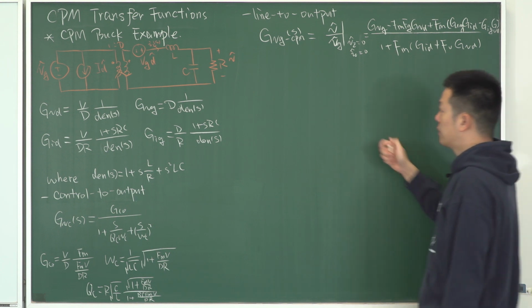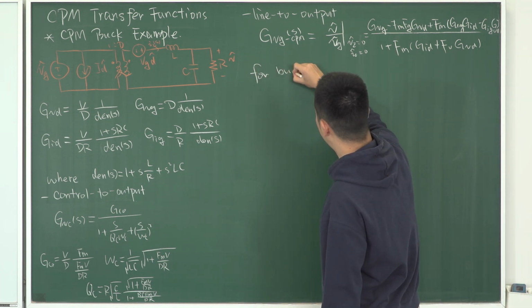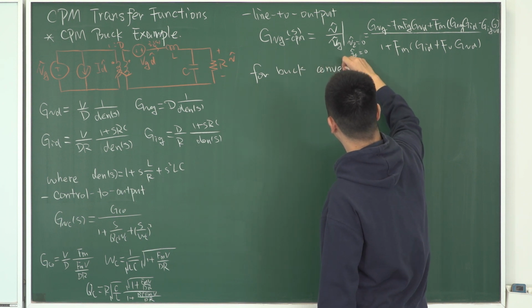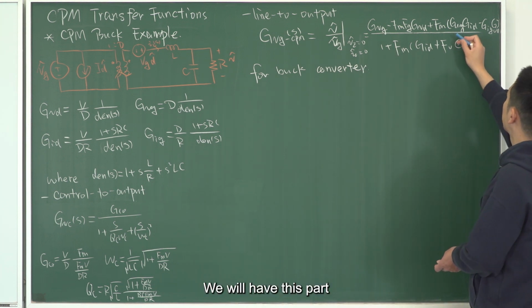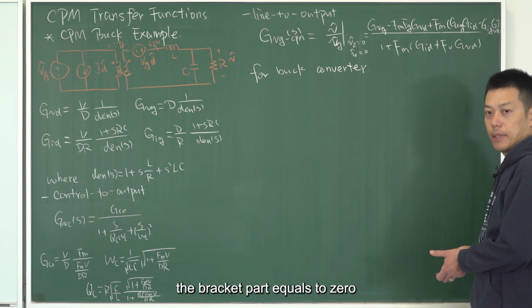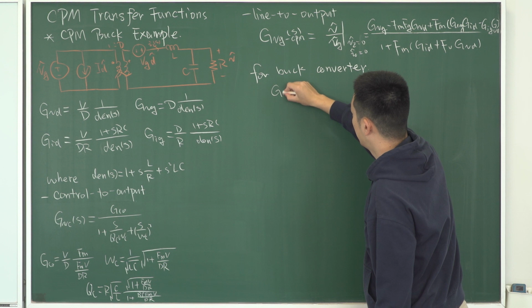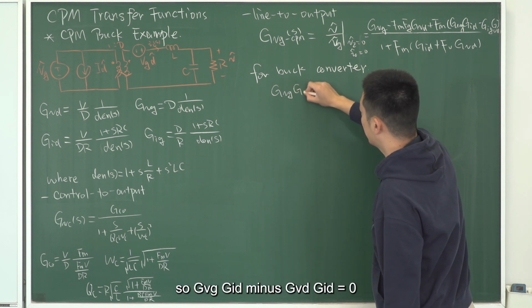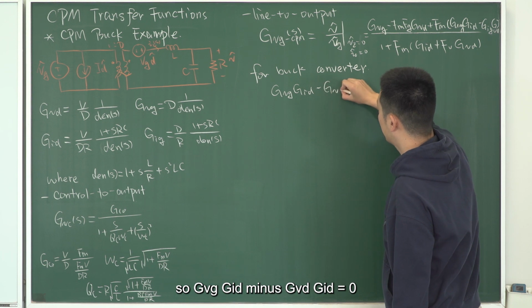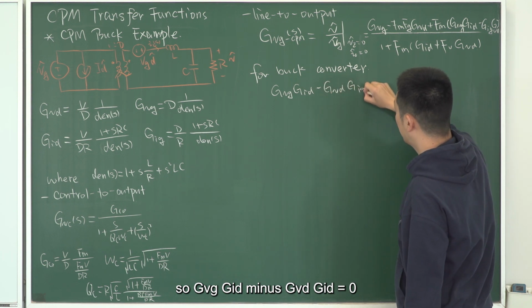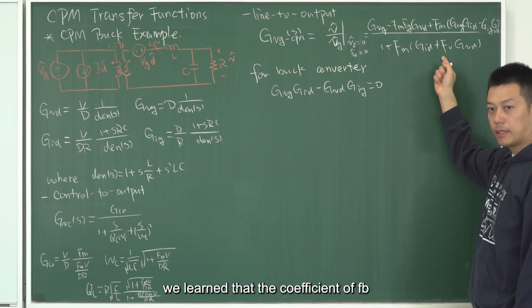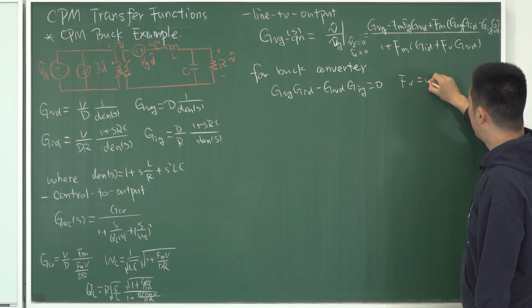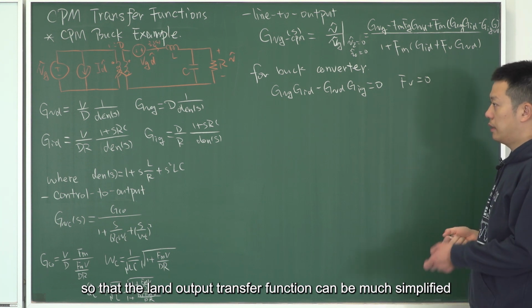Specifically for buck converter, we'll have this part, the bracket part, GVG GID minus GVD GIG, equals to 0. And also for buck, we learned that the coefficient of FV equals to 0. So that the line to output transfer function can be much simplified.